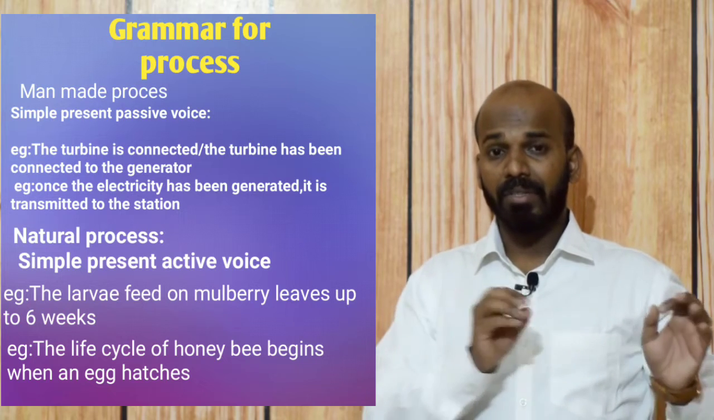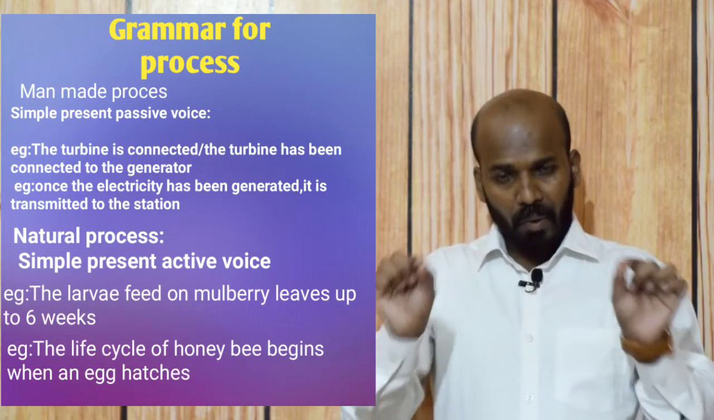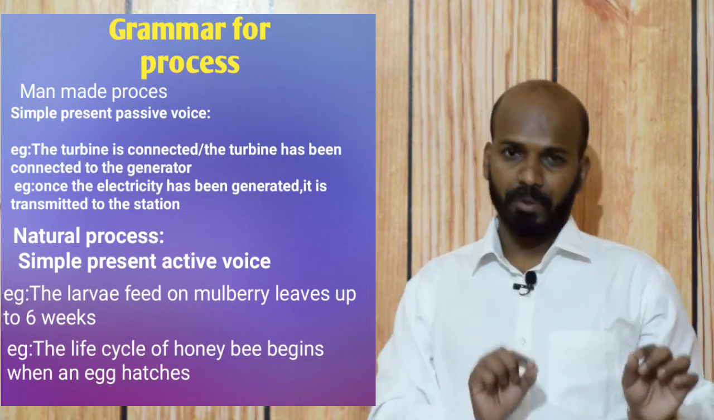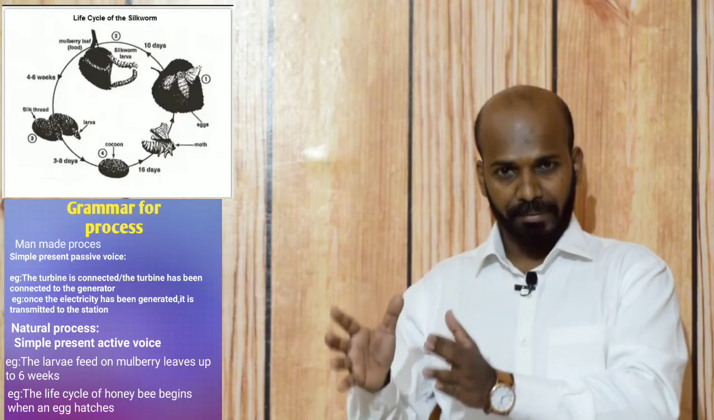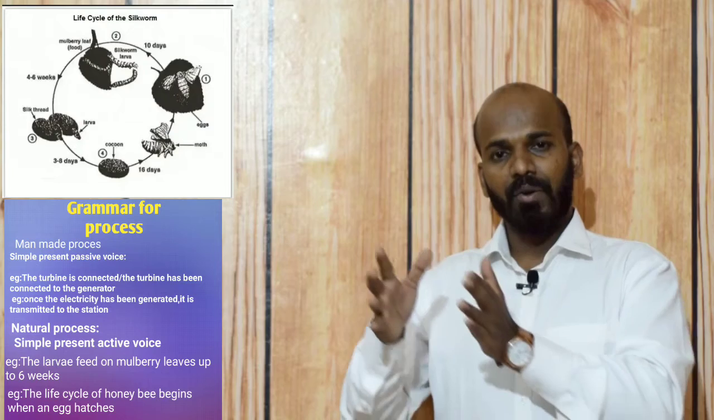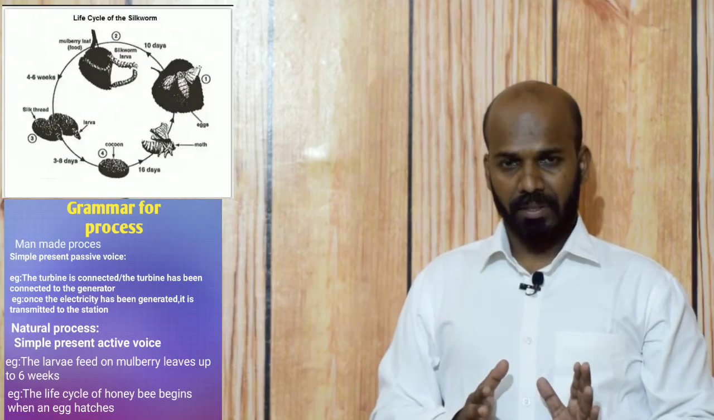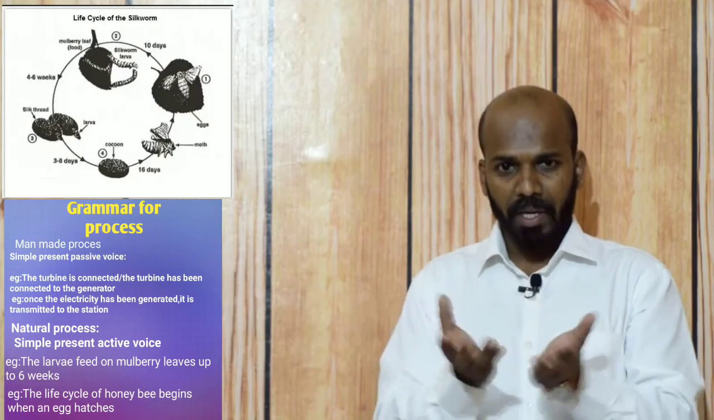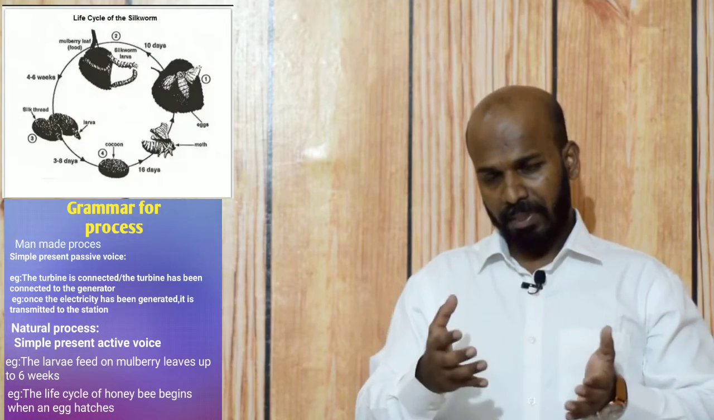So here you will find that I used simple present passive. This is only in the case of a man-made process. Now the second is the natural process. In a natural process, as I said earlier, the silkworm larva that feeds on mulberry leaves lives up to 6 weeks. What form of sentence did I use? Simple present active voice.